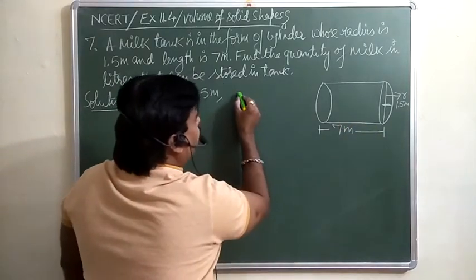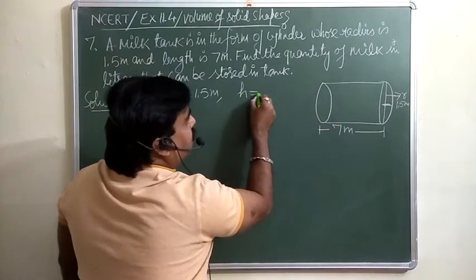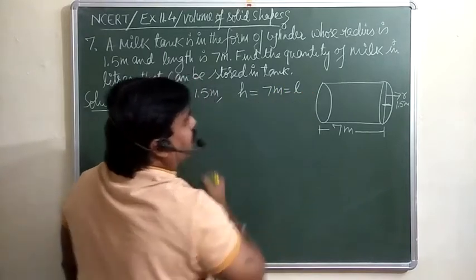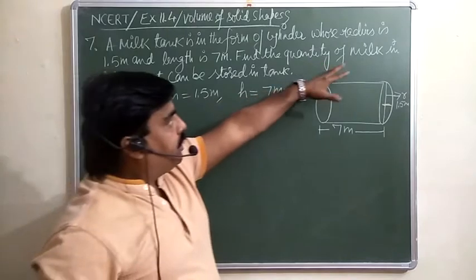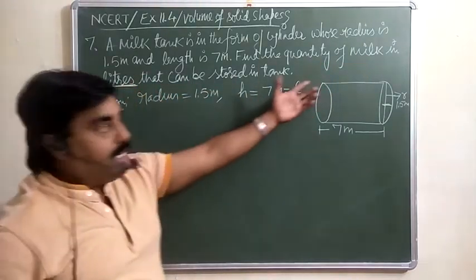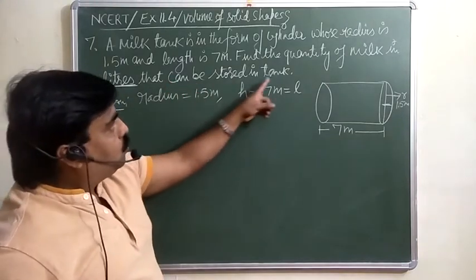The length will work as the height H, 7 meter, or you can say L, there's no problem. But the question is, find the quantity of milk in liters. You are supposed to calculate the quantity in liters that can be stored in a tank.